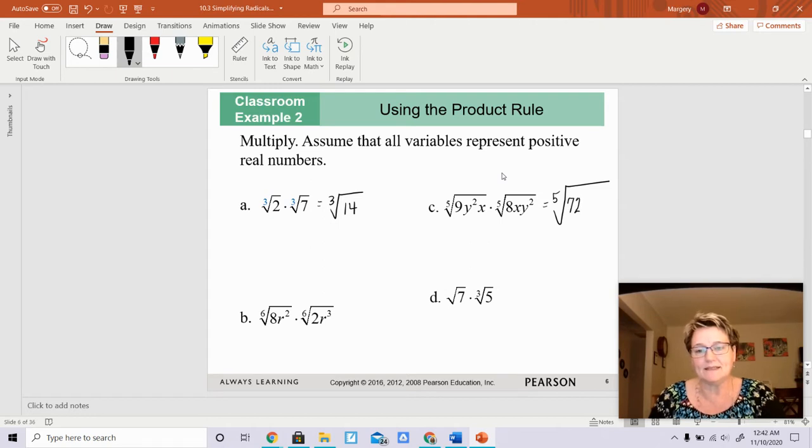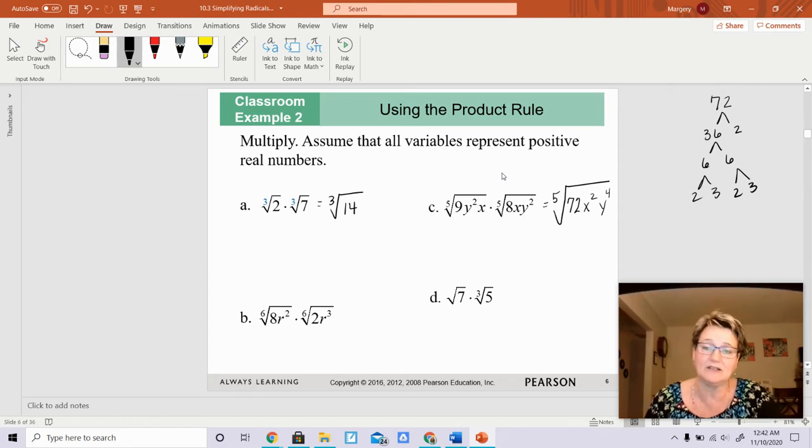I should do the x's first. x times x is x squared. And y to the second times y to the second is y to the fourth. None of these have exponents that are larger than 5, so I can't reduce it. I'm not 100% sure about 72. I'm just going to double check something real quick. 36 times 2, 6 times 6, 2 and 3, 2 and 3. Yep, there's nothing I can do. I can't simplify it any. I wasn't sure on that one.